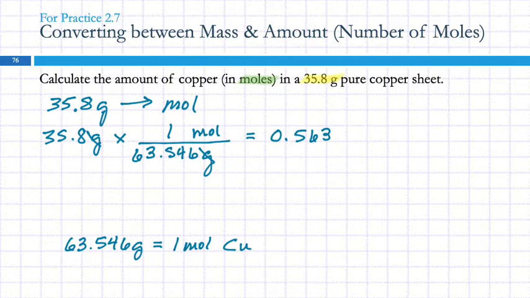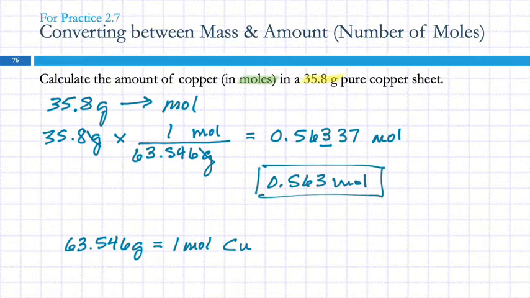How many sig figs should this answer have? 3. We started with 3. This one has 5. Molar masses are not exact. So I need 3 in my final answer, so I'm just going to write down 2 more. And then I'm going to round. Any questions?